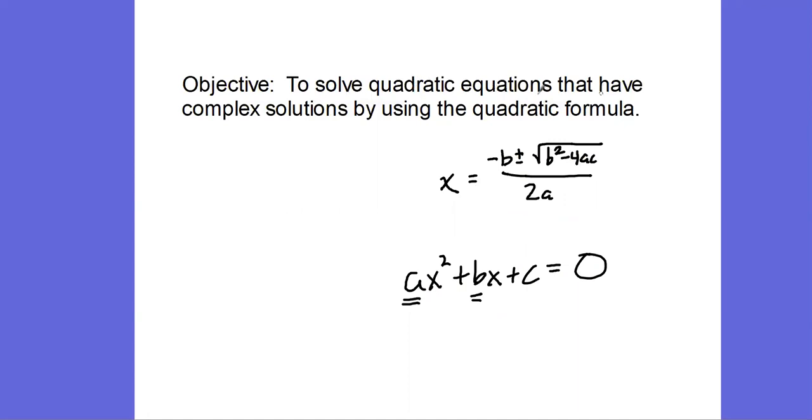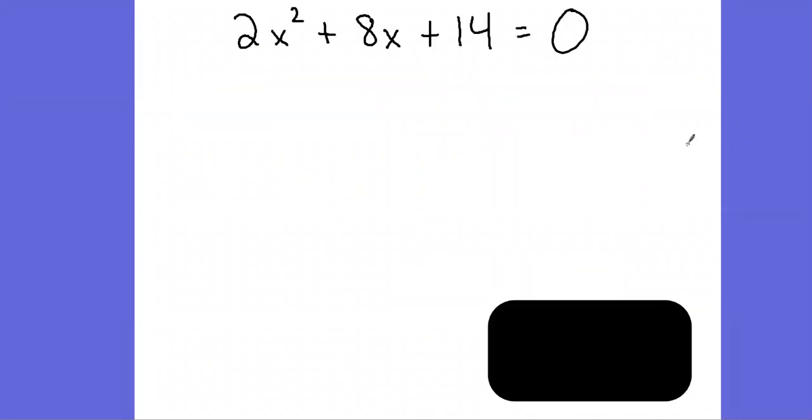To solve quadratic equations that have complex solutions, if we have complex solutions, we know we're going to end up with some square root of a negative here, and we're going to have to pull out the i. All right, so let's take a look at a problem here. We have 2x squared plus 8x plus 14. So this is already written in that ax squared plus bx plus c equals 0 form, so I can identify my a, b, and c values.